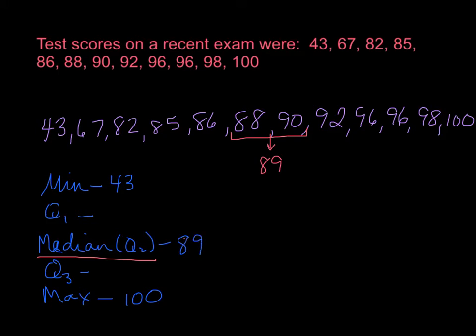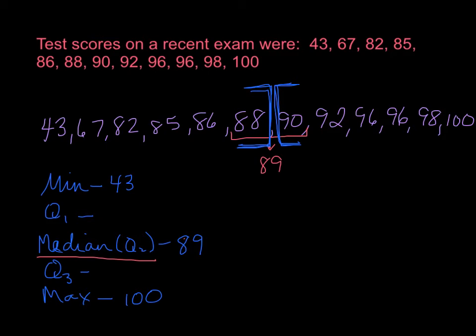Now what I want you to do is this. You're going to separate the data now into 2 halves. So my median is 89. That means I have 88 and below. All of that is the lower half of the data. And everything above my median is the upper half. Okay, so I've separated my data into 2 halves, lower half and upper half.